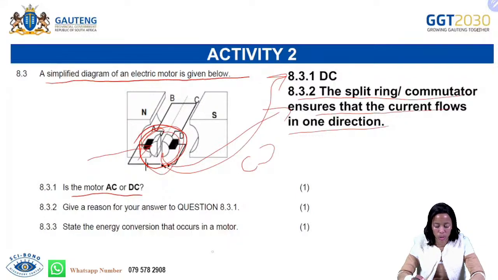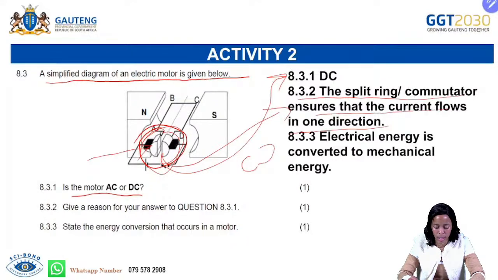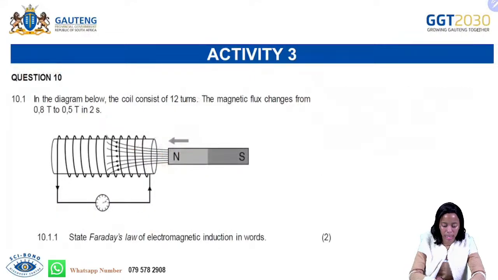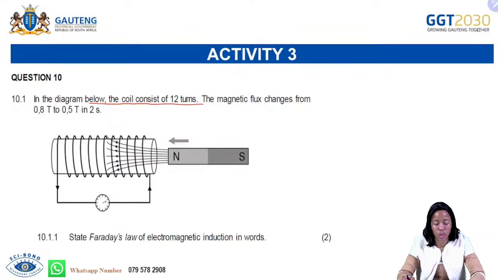And then state the energy conversion that occurs in a motor. So the energy conversion, again, would be electrical energy to mechanical energy. Okay. Then it says in the diagram below, the coil consists of 12 turns. Okay. So remember, we spoke about the number of turns. Then it says the magnetic flux is changing from 0.8 Tesla to 0.5 Tesla, and that is in 2 seconds there.